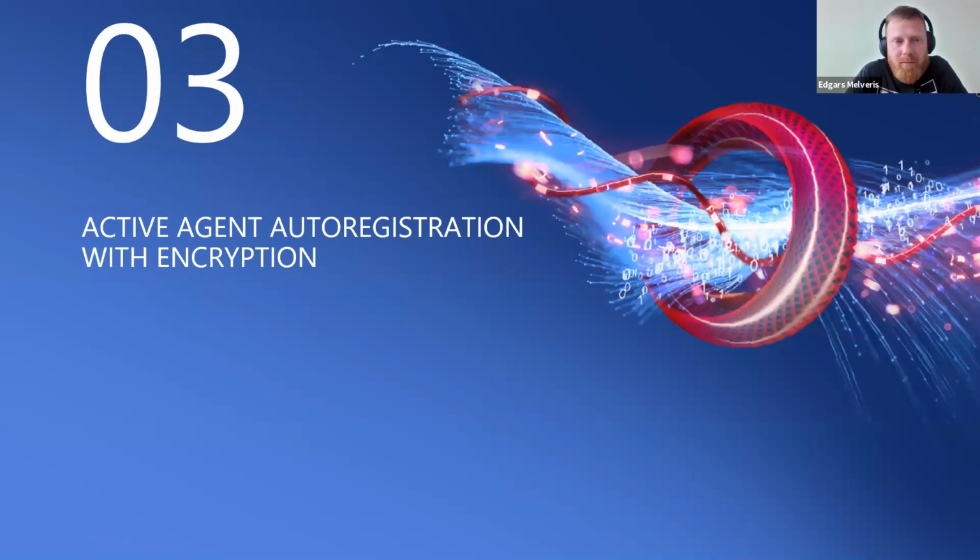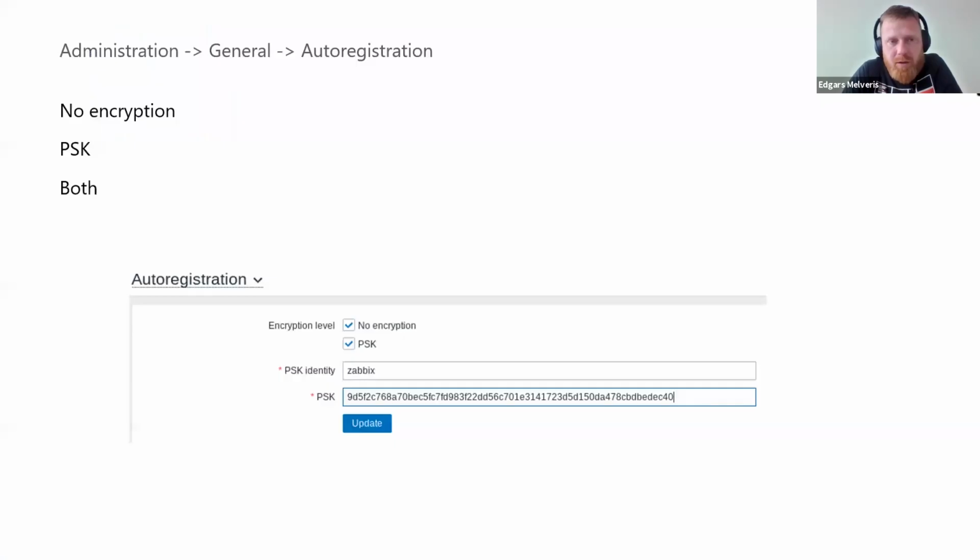Okay, next, what if you need to use encryption in your environment? So remember, with network discovery, it was not possible to automatically discover agents with encryption. But with auto-registration, it is now possible. Okay, so what you need to do is go to Administration General Auto Registration, and there are, well, 3 modes you can set this up. You can allow non-encrypted agents to register, you can allow pre-shared key agents to register, or both. And if you do allow pre-shared keys, then you define the PSK identity and the key itself here.